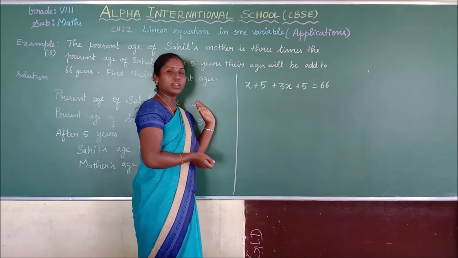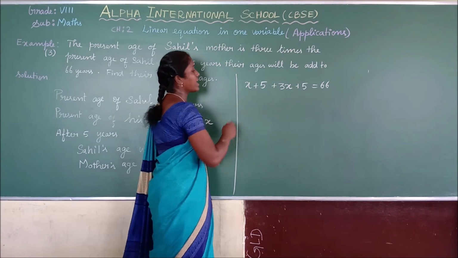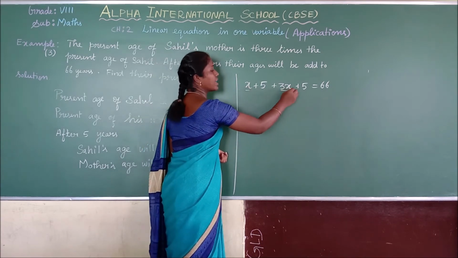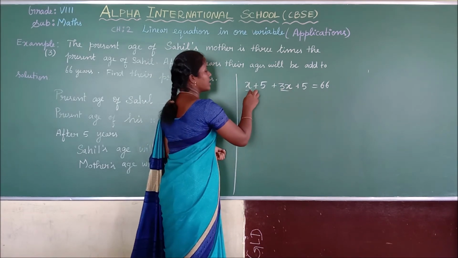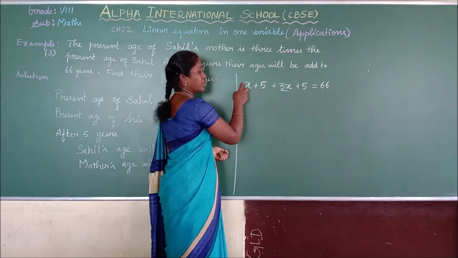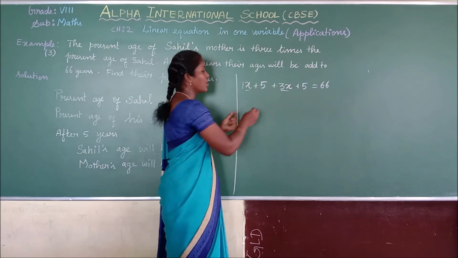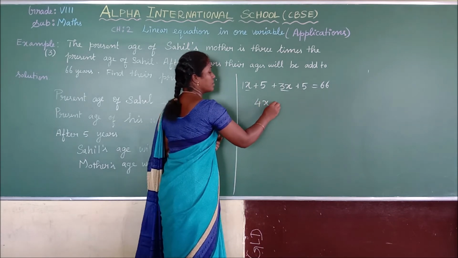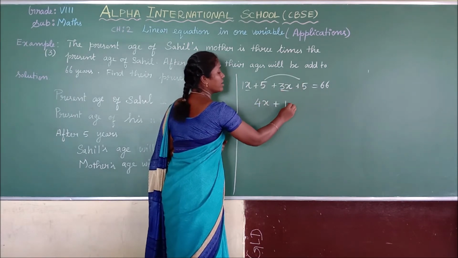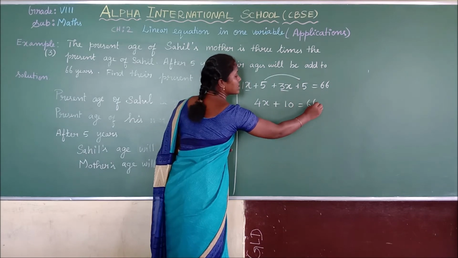Then we can find the age of Sahil and his mother. Now listen, add this. How can we add? First, add the variables. 1x plus 3x, if it is not given, we have to take it as 1. So 1x plus 3x plus 4x, plus the numbers 5 plus 5, 10, equal to 66.